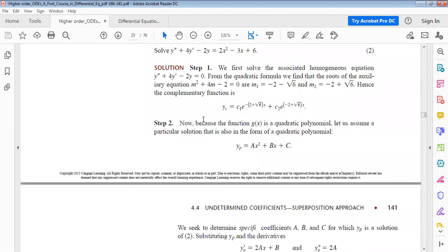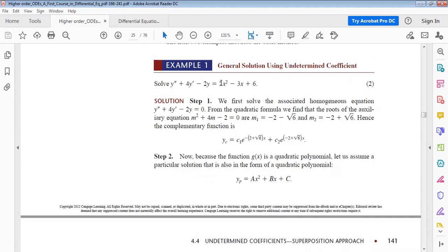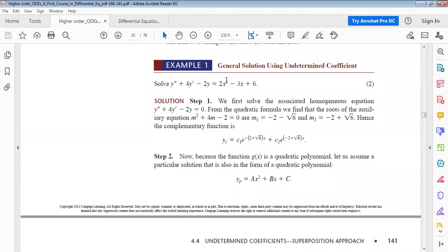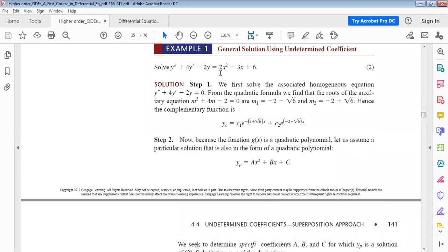Now in step 2, because the function g of x is a quadratic polynomial, the second degree polynomial since the highest power of x is 2, let us assume a particular solution that is also in the form of a quadratic polynomial. That means we have taken yp, the particular integral, to be what?